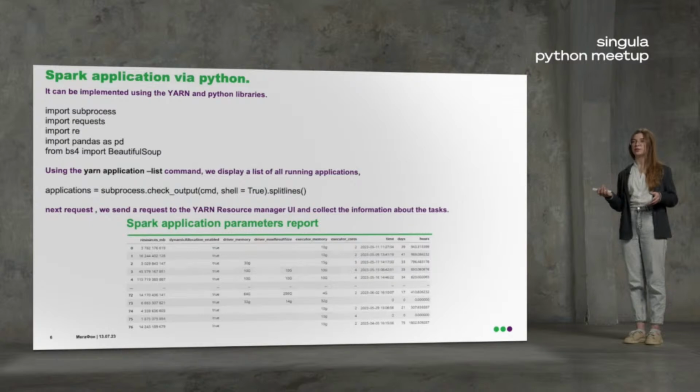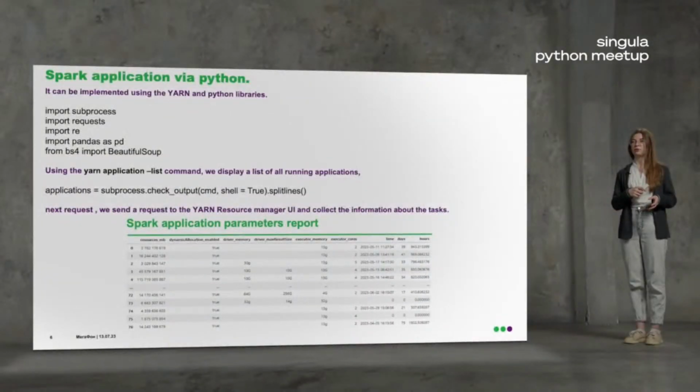If you have access to a running application, you can get a report with the parameters of the Spark application that you are interested in. This can be done using Python methods. You will need the subprocess library to access yarn and display a list of applications using the yarn application list command, the requests library to access the yarn resource manager UI, the BeautifulSoup and re libraries for the site parsing, and the pandas library for generating the report. This way we will get a data frame that will contain accounts, application IDs, launch URLs and resources used. IDs and URLs are hidden in the picture.